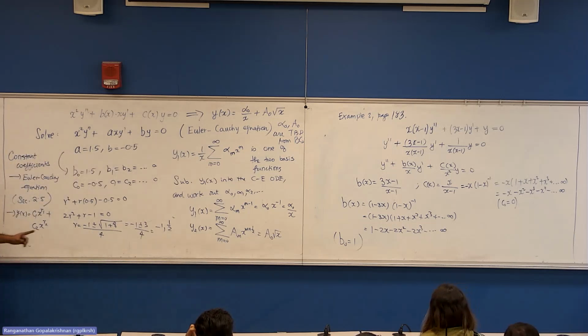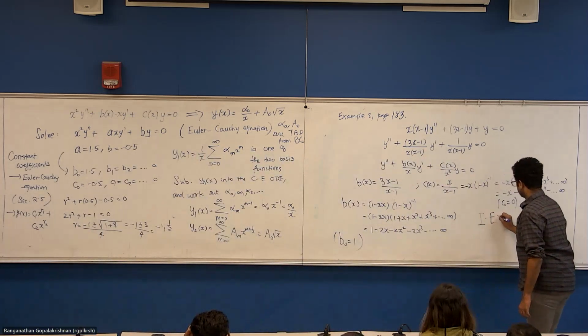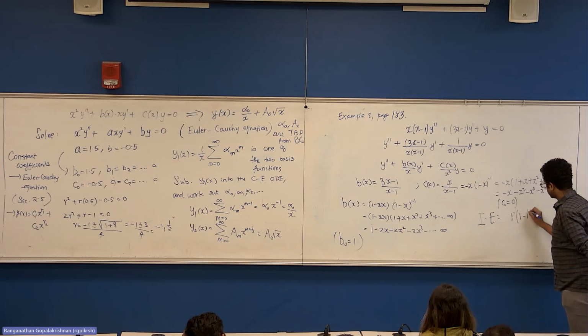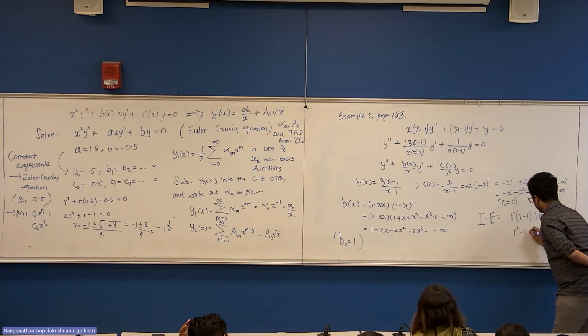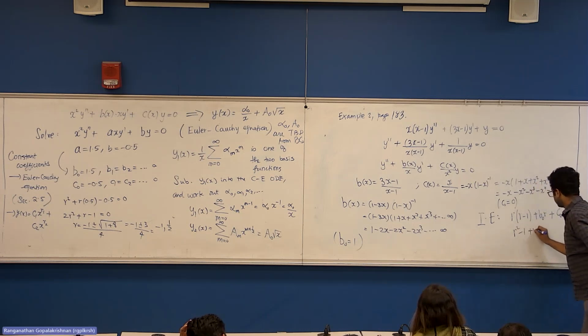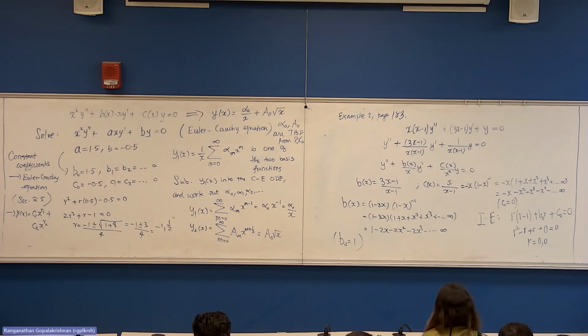So let's get to the next step and stop, which is the indicial equation: r times (r minus 1) plus b naught r plus c naught equal to 0. Am I correct? Yeah. So r squared minus r plus r, I'm sorry, r squared minus r plus r plus 0 equal to 0. r happens to be 0 and 0. Is that correct? Yes. Okay. So let's stop here and pick this up from next lecture.